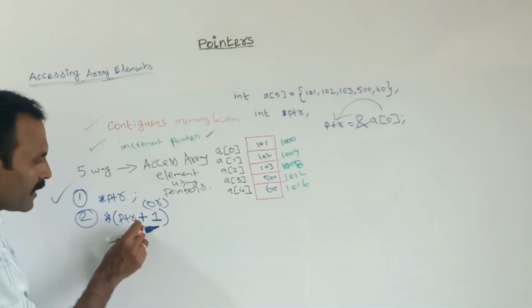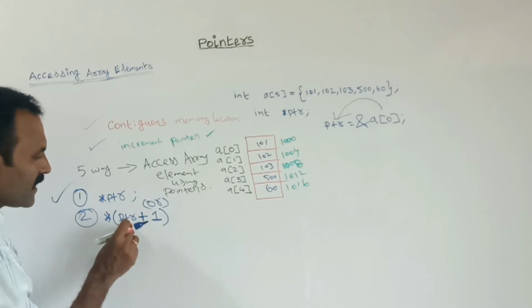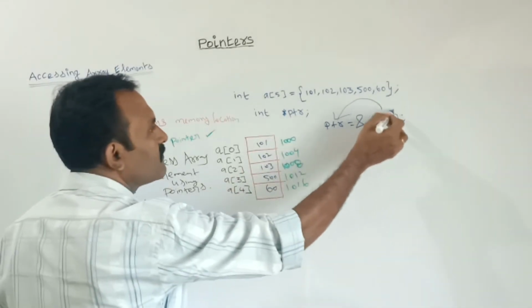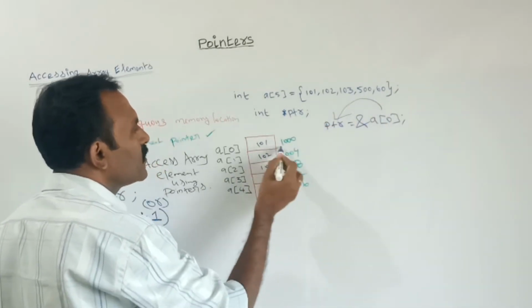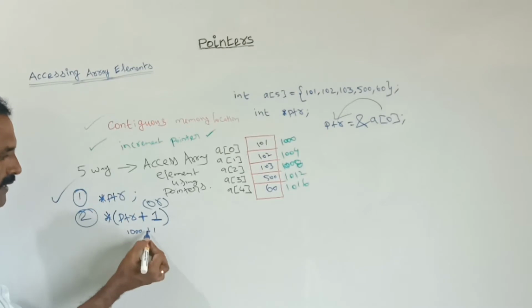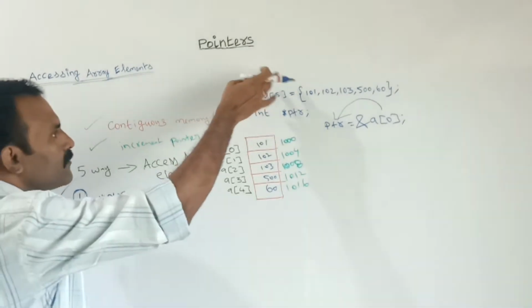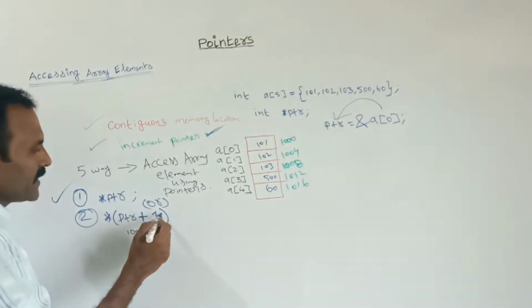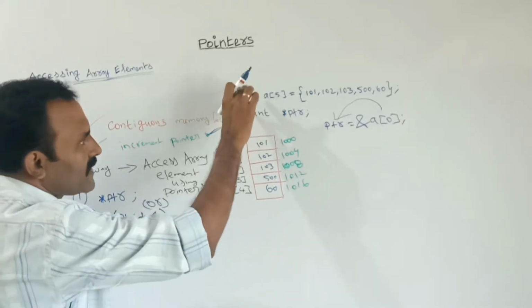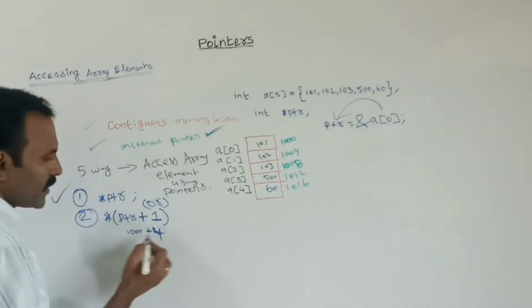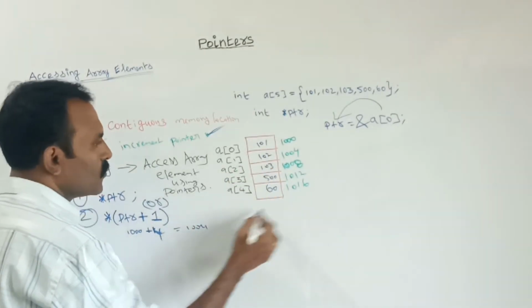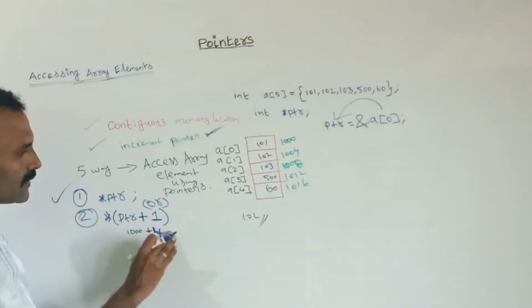Here to the pointer variable I am adding the number 1. What is the current value? ptr holds 1000, because the address of a[0] was stored to ptr. Now the ptr value 1000 plus 1 means plus 1 into the default size of the data type, that is 4 bytes. If you add 1, the compiler will add 4 bytes because the default size of the integer data type is 4 bytes. So it is 1004. The value at 1004 is 102, so it will print 102.